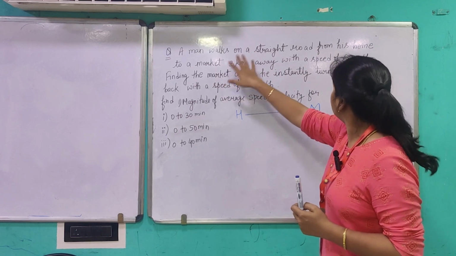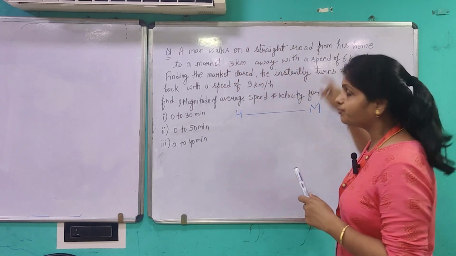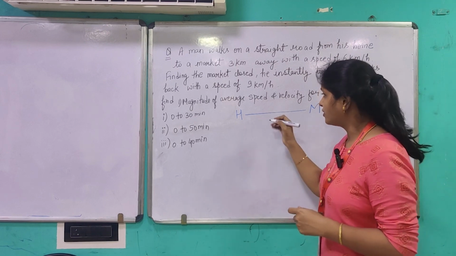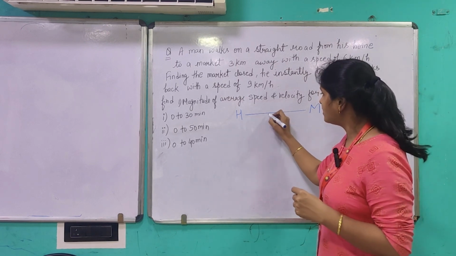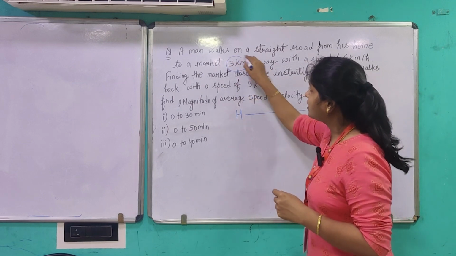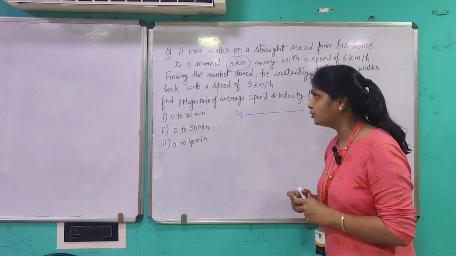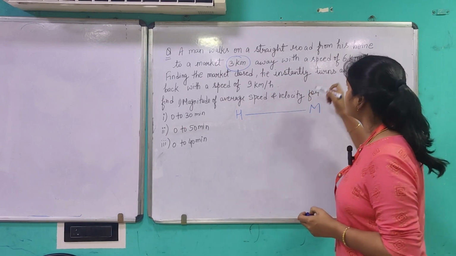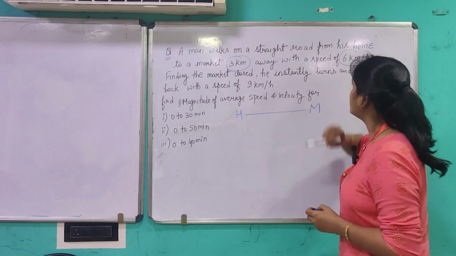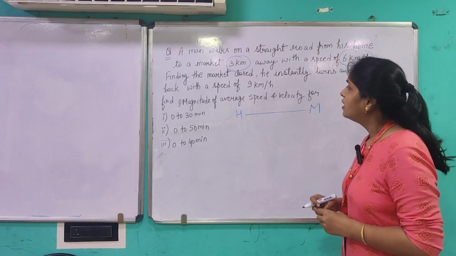Fine. Home to market is 3 kilometers away, with a speed of 6 kilometers per hour. Per hour means the distance between home and market is 3 kilometers. First, highlight what is given to you. The distance between market and home is 3 kilometers. Second, he is walking with a speed of 6 kilometers per hour.